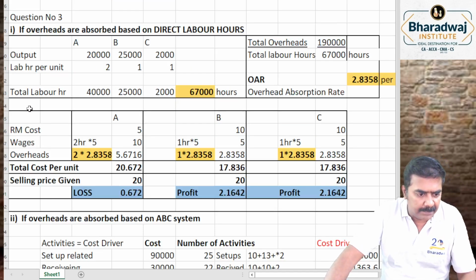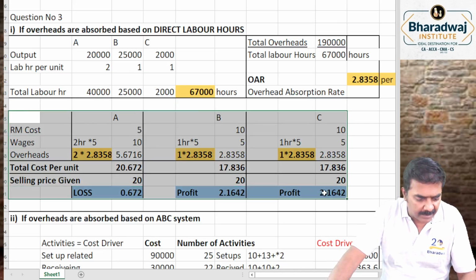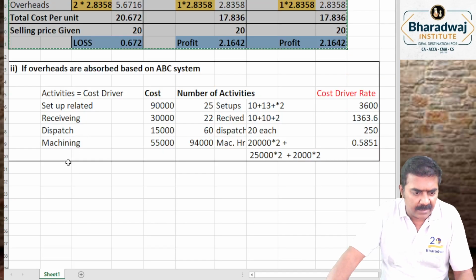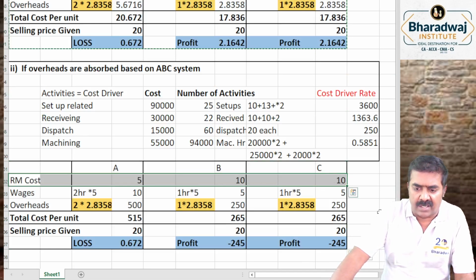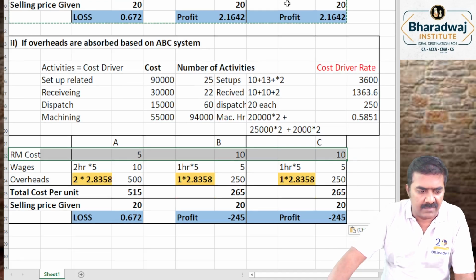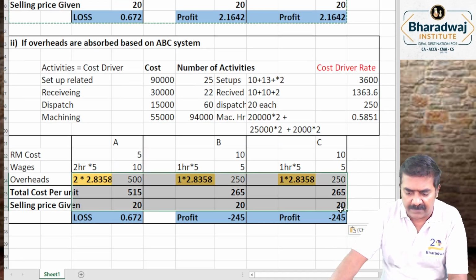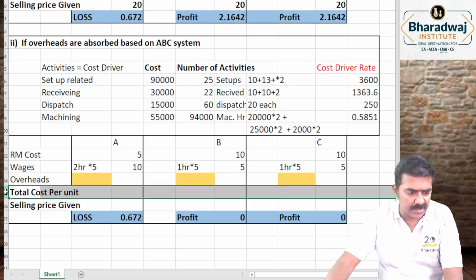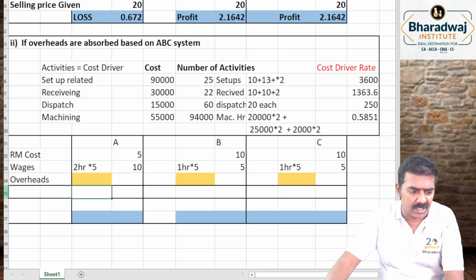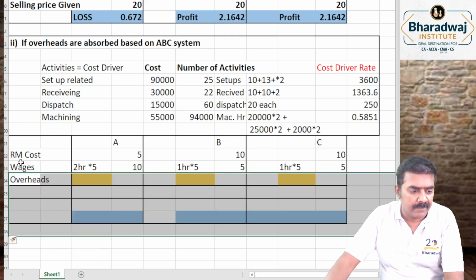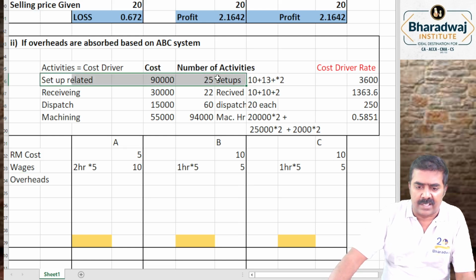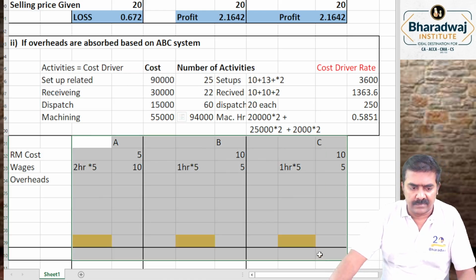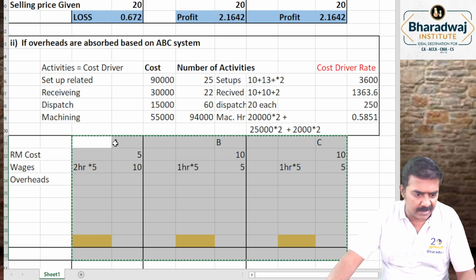Okay. How many products are there? 3 products are there. Pay attention. Raw material cost and wages cost will be the same. What is going to be different? Overheads are going to be different, because overheads are now classified under how many activities? In the question, it is classified under setup related, receiving related, then dispatch related, then machining related. How many activities are there?